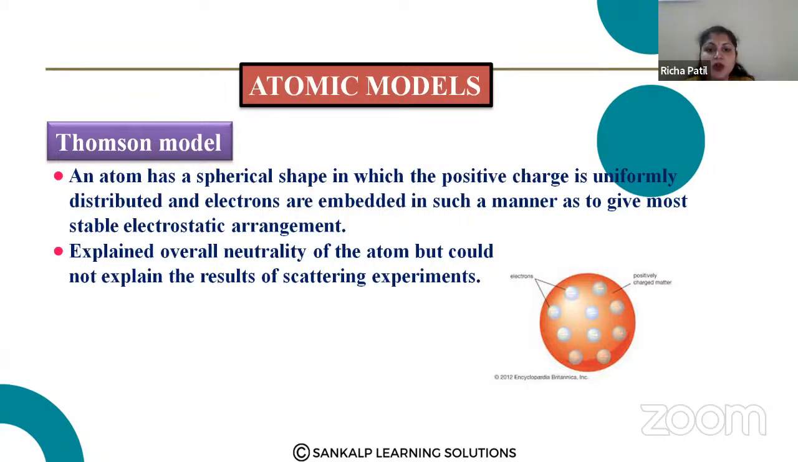This Thomson model looks like a plum pudding model, or a watermelon model. When you cut a watermelon into two halves, on the surface you can see the red fruit, which is the positive charge uniformly distributed, and the seeds of the watermelon are the electrons. So Thomson compared this model with the watermelon or plum pudding model. This was the Thomson model.